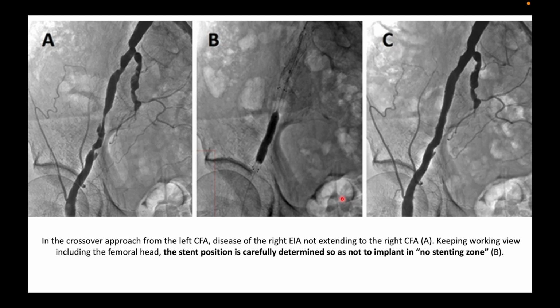Now in the crossover approach from the left common femoral artery, disease of the right external iliac artery not extending to the right common femoral artery. You can see here it's a long disease, but it stops before the common femoral here. You can see the femoral head nicely. So we've got to do something stopping here. So there you can see that the stent is being placed, and there you go, that's the stent placement, and the stent has avoided the femoral area, common femoral, so that it's avoided the joint.